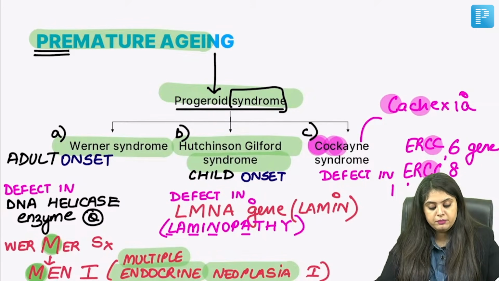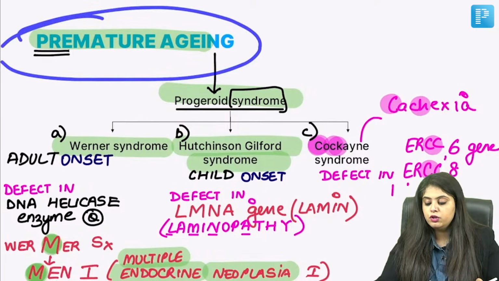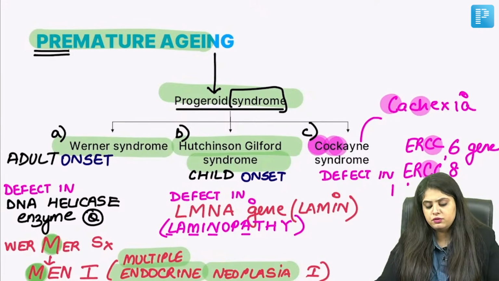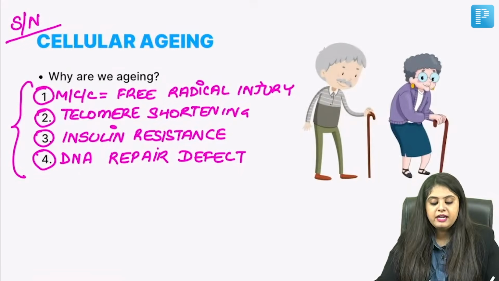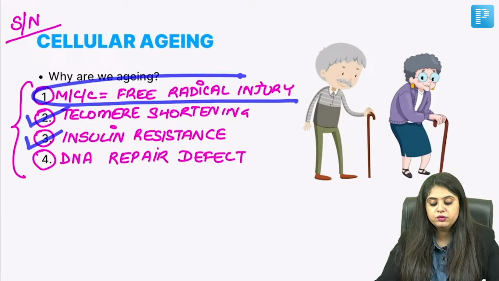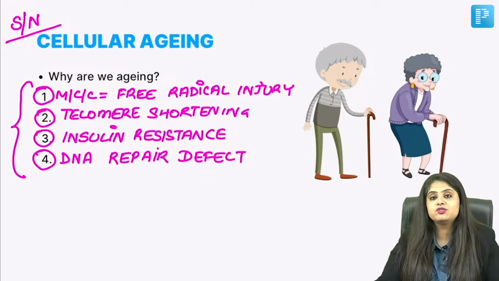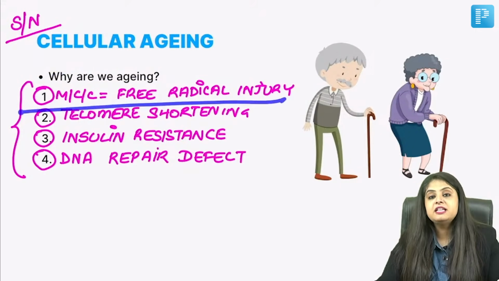Are we done with all the progeria syndromes and ready to move on to the last 5 minutes of today's class? I take you back. I taught you everything about telomeres, insulin, but I didn't teach you the most common cause, which is a separate short note question in the exam, and that is going to be free radical injury.